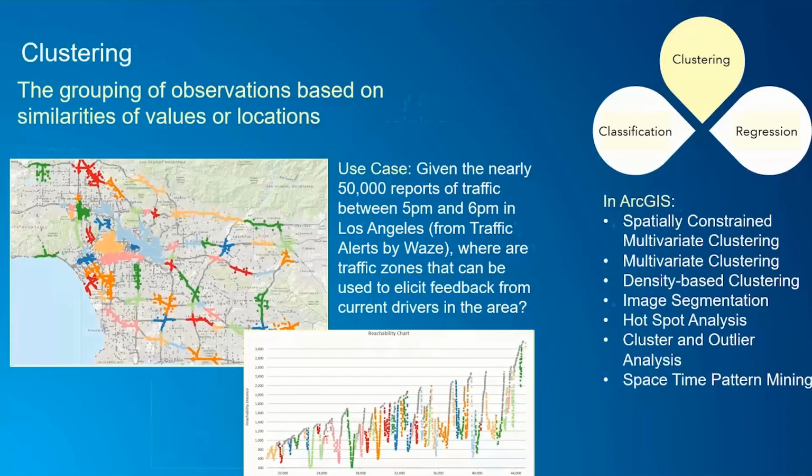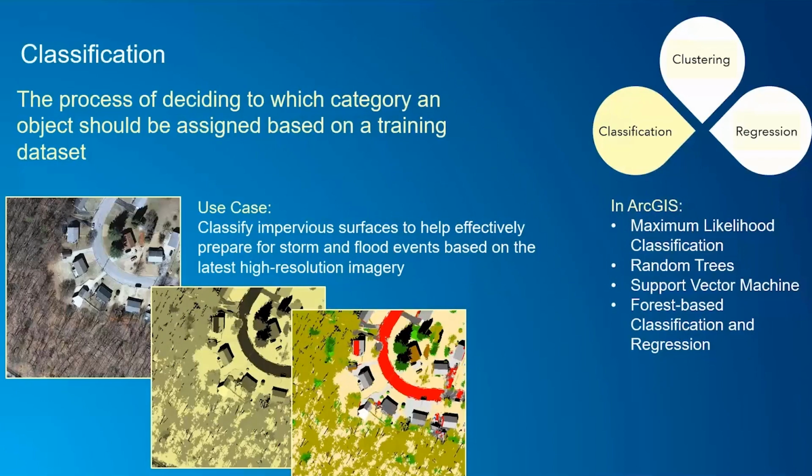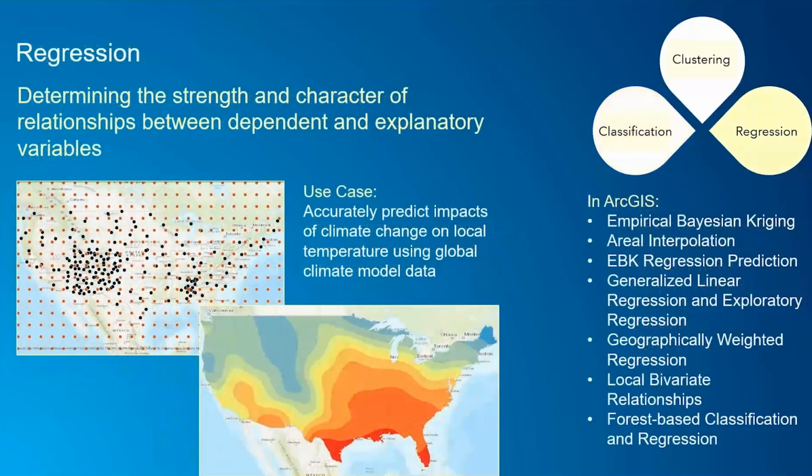In classification, we have to decide which category an object should be assigned to based on a training data set. Tools we might use here include random trees, forest-based classification, and regression. And finally, in regression modeling, determining the strength and character of relationships between dependent and explanatory variables. So we might use kriging, do an aerial interpolation, use linear regression or geographically weighted regression. There are many different types of tools that you can use in this area.